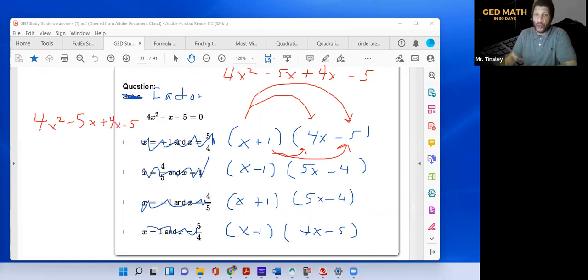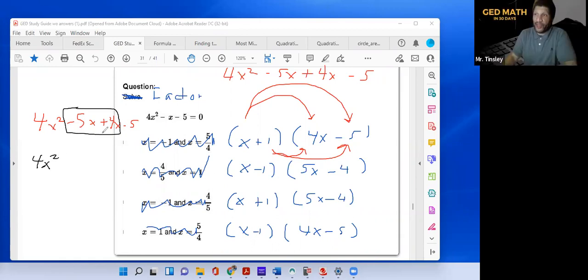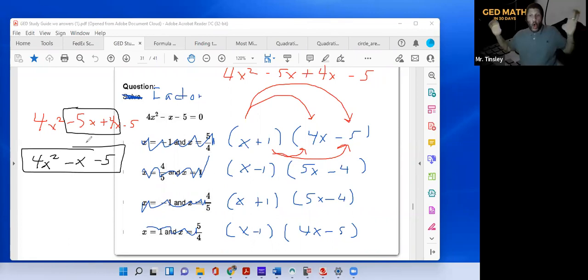Do we have any like terms? Yes. Negative 5x and 4x. So negative 5x plus 4x gives you negative x. Bring down your minus 5. You are now done. So listen to what I'm telling you. I'm giving you the tools to be able to solve these equations without doing it algebraically.